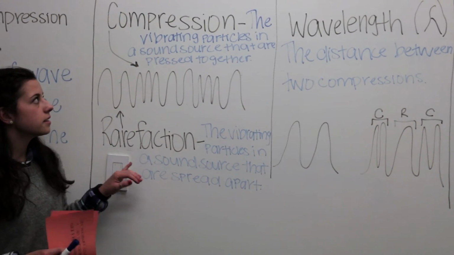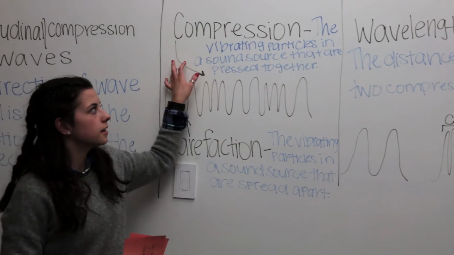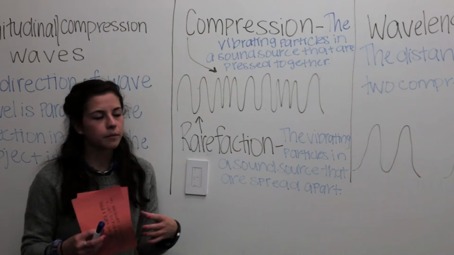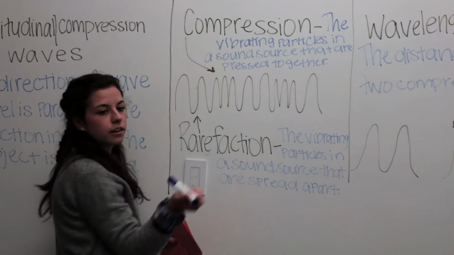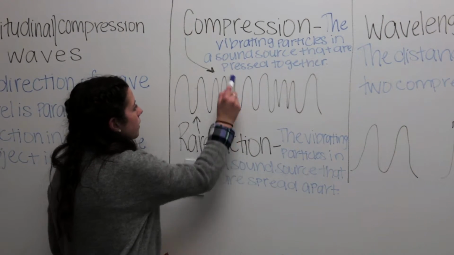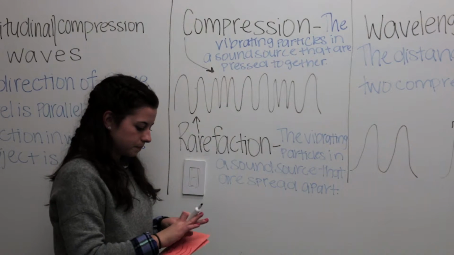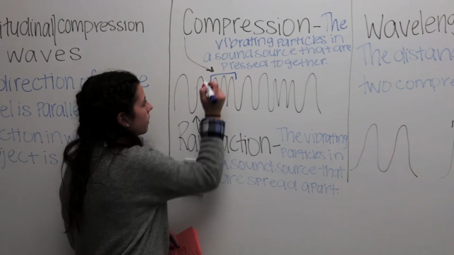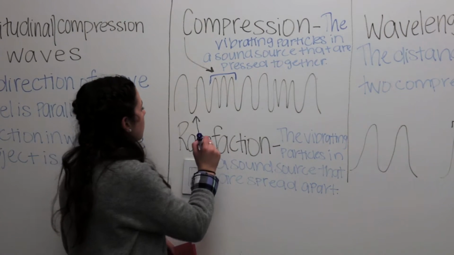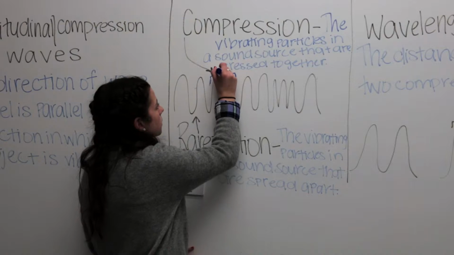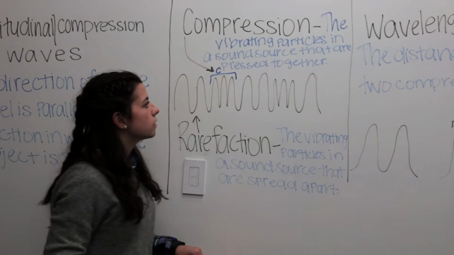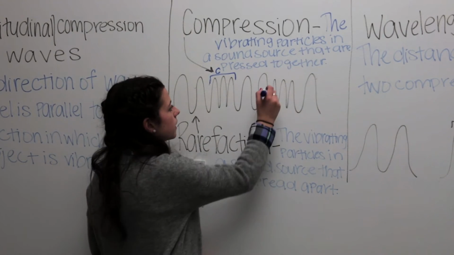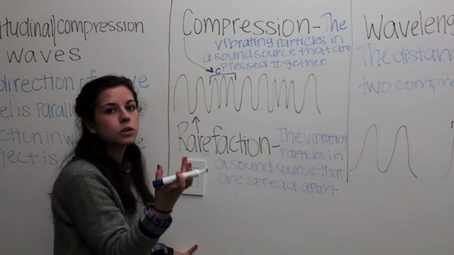So compressions are the vibrating particles of a sound source that are close together, they're compressed together. And so I have an arrow drawn in your notebook, but right here is an example of one, because you can see how the waves are a lot closer together and they're pressed together. And so these we're going to label with a C. So you can pause the video and go ahead and label the rest of your wave with the letter C in spots that you see that the waves are compressed.